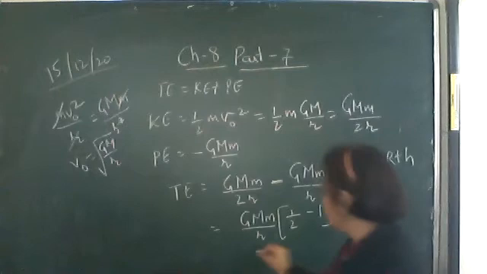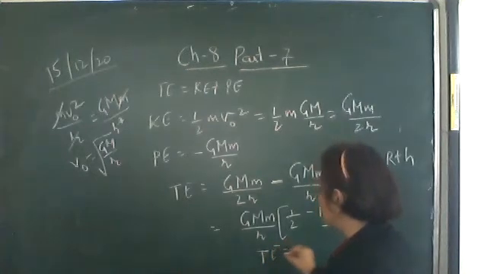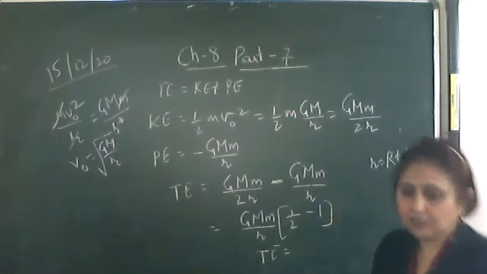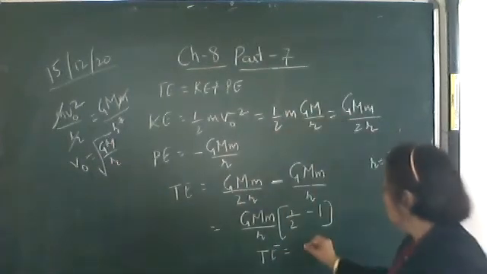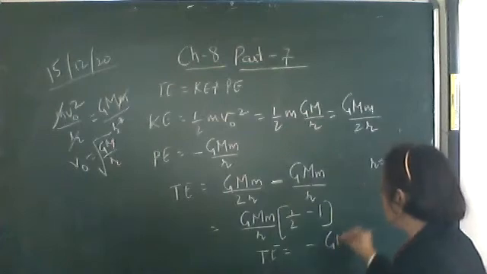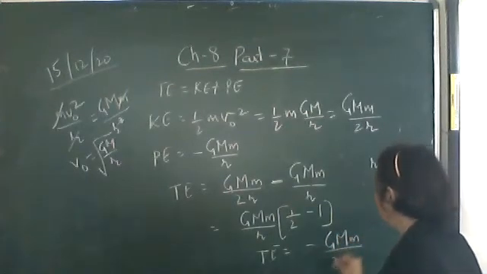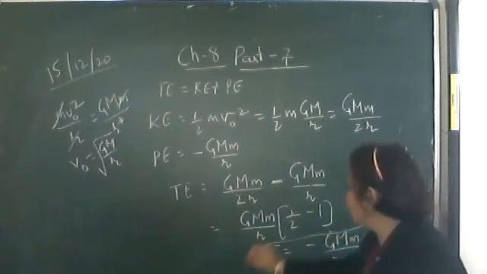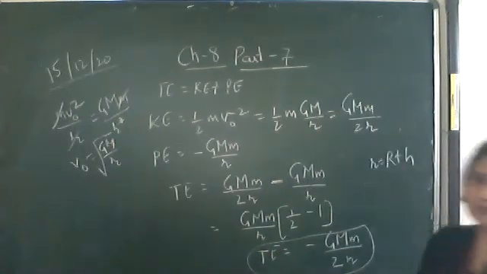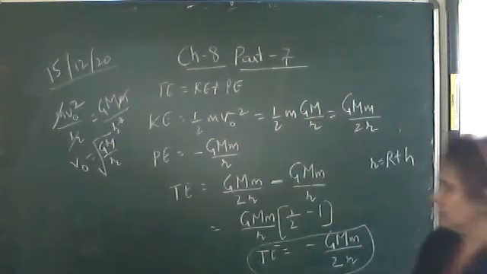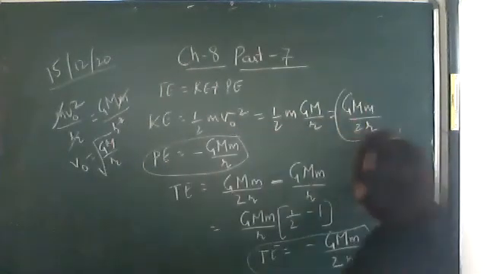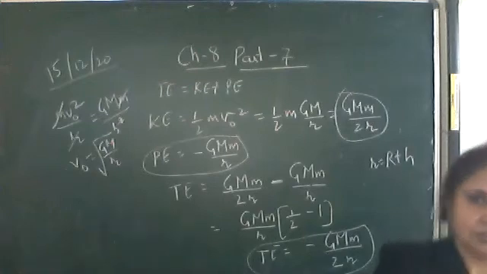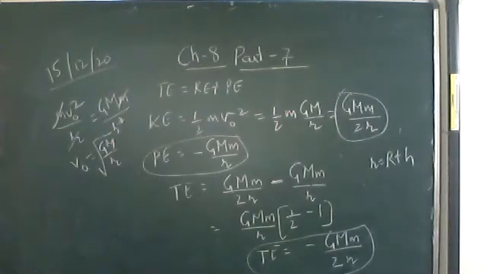So the total energy of the satellite orbiting around the Earth is equal to minus GMm upon 2r. This is the expression of the total energy of the satellite. This is the potential energy, and this one is the kinetic energy. Note it down: kinetic energy, potential energy, and the total energy.